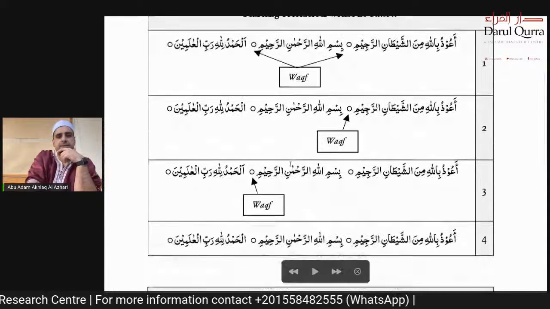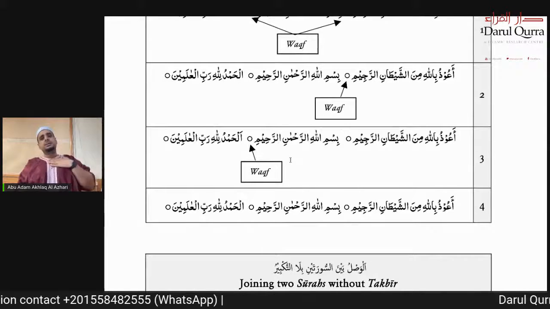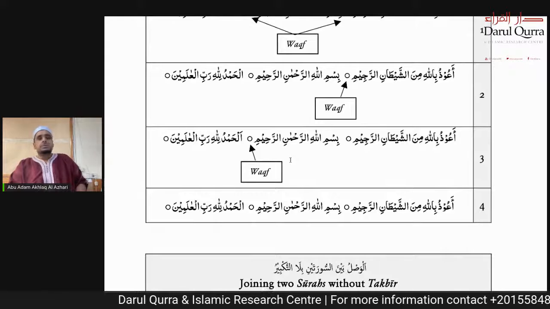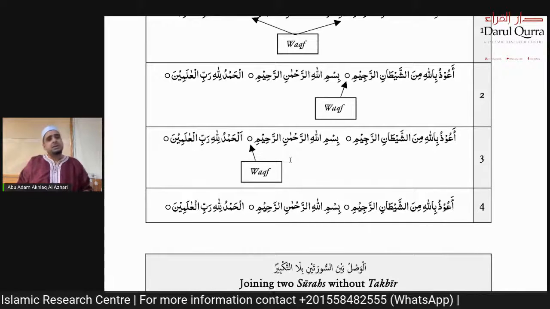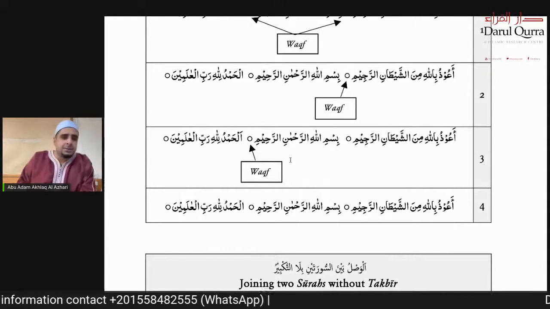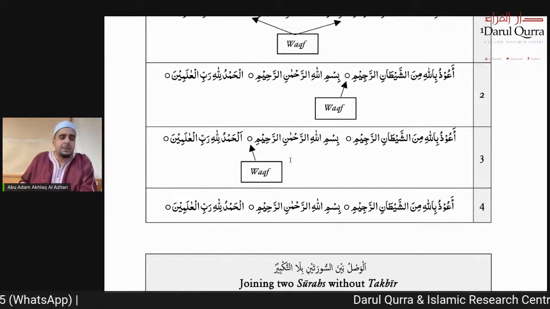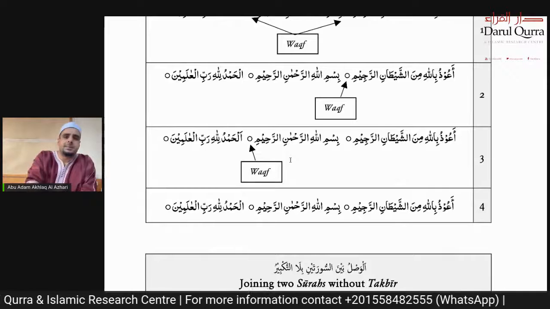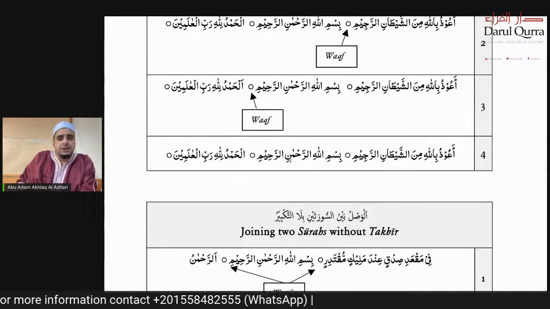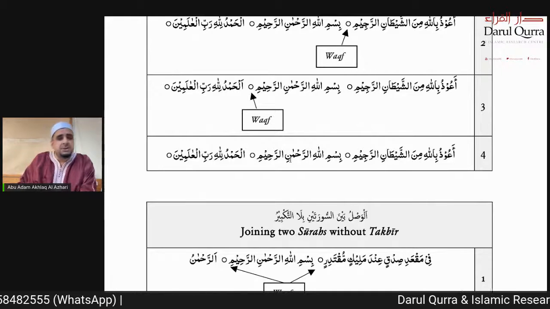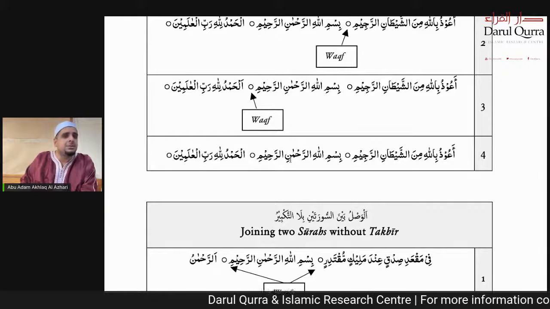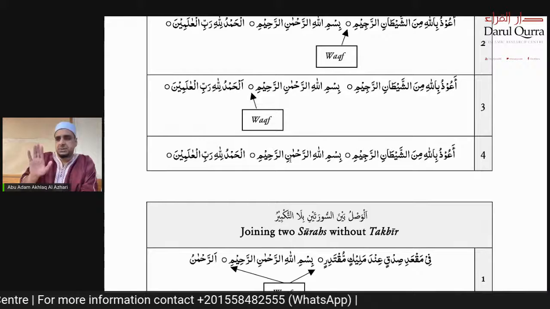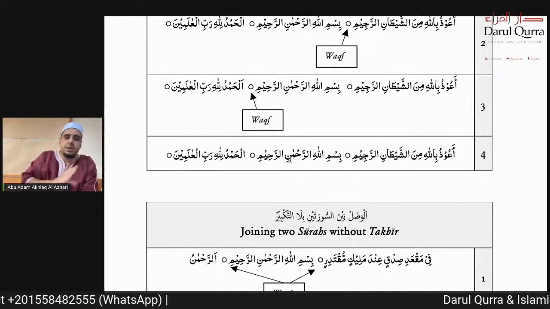The second way of reciting. أعوذ بالله من الشيطان الرجيم. Waqf. And then بسم الله الرحمن الرحيم الحمد لله رب العالمين. So you're joining the basmala with the first ayah of the surah. Tamam. The third way. أعوذ بالله من الشيطان الرجيم بسم الله الرحمن الرحيم. So joining the isti'adha and the basmala together and then stopping. So waqf after the basmala only and then reading hamdala.